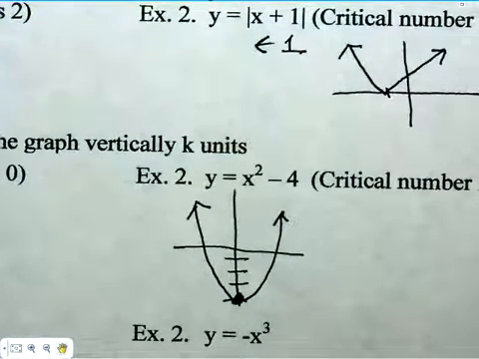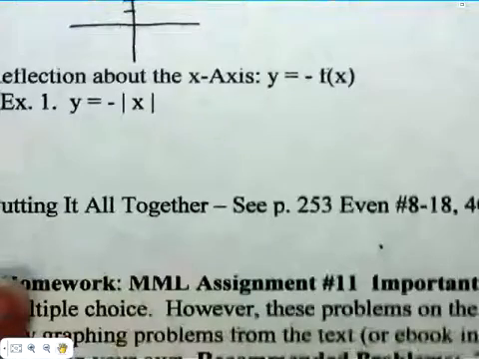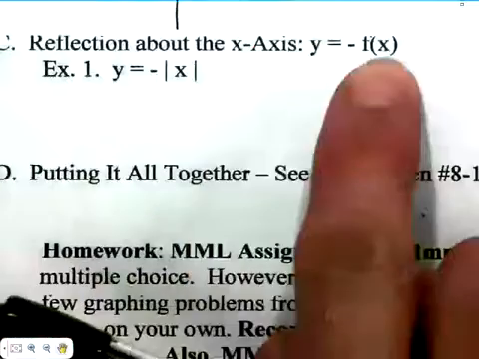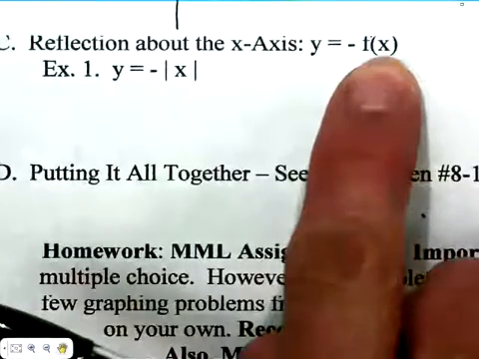That's all there is to vertical shifts. The only other thing we're going to talk about is a reflection about the y-axis, otherwise known as flipping the graph upside down.